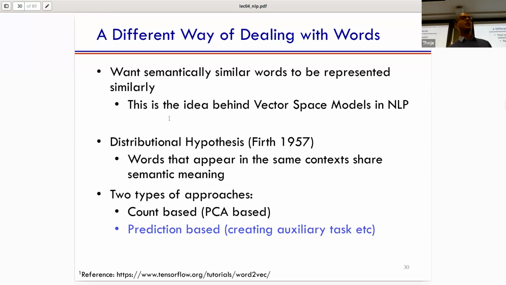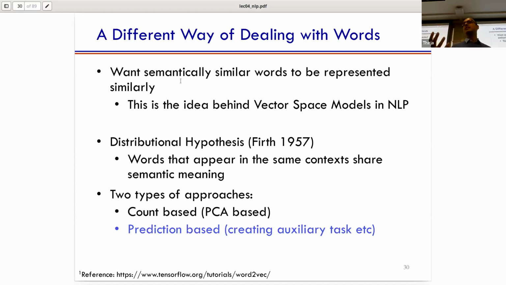Otherwise we'll have to go to the dictionary and say, okay, this word is semantically similar to this word, and we're not doing manual annotation of anything here. What we're going to do is, we have a hypothesis that words that appear in similar contexts share semantic meaning. That's the hypothesis that we're going to use to tackle this problem of semantically similar words being represented similarly, because we don't have this master reference information of which words are semantically similar in our dictionary. There are so many words.